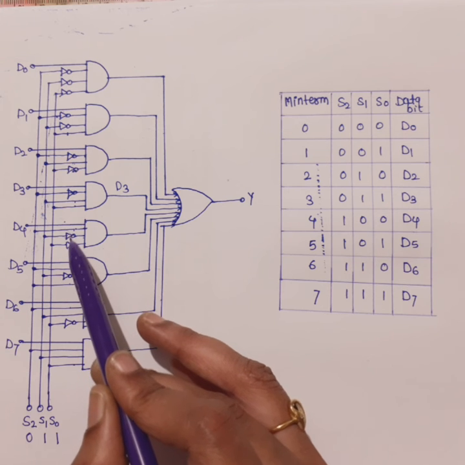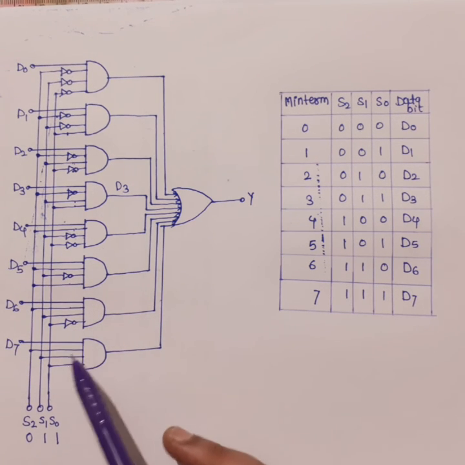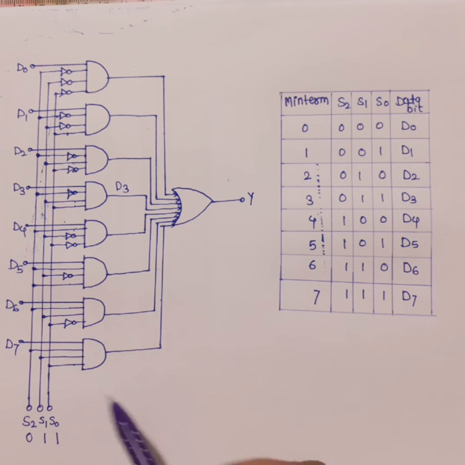For 4, 1, 0, 0. For 5, 1, 0, 1. For 6, 1, 1, 0. And for 7, 1, 1, 1. So with these connections, we are going to follow the AND law.